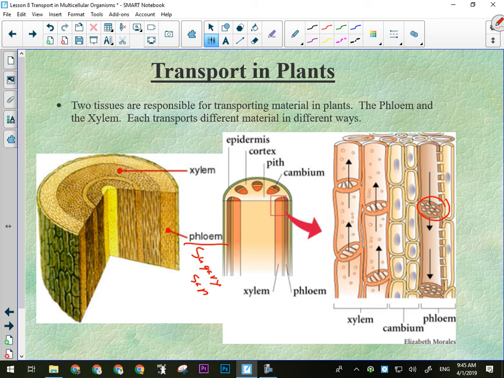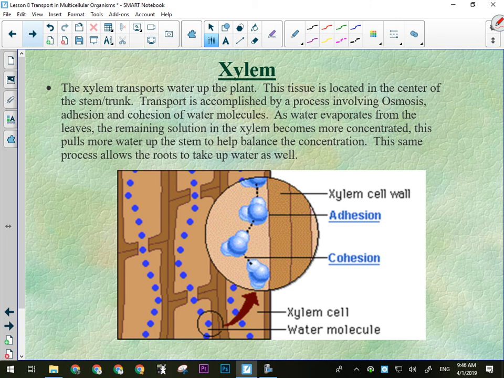So make sure we know phloem and xylem. The xylem transports water up the plant. It does that using osmosis. We've described that process several times now, as well as the adhesion and cohesion of water molecules. That will definitely be a written response item on your unit exam: explain how a plant transports water. That's something you've got to explain.